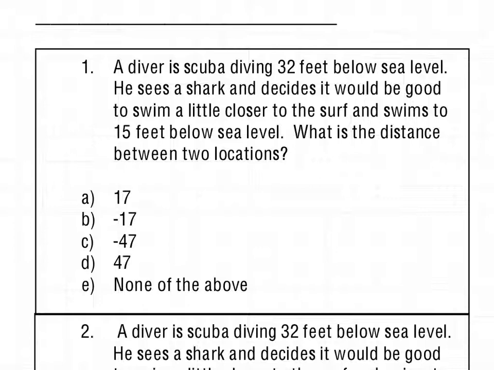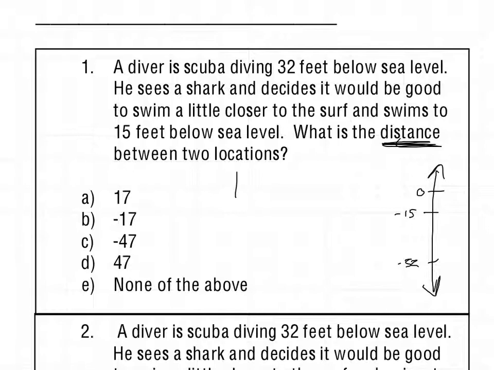So the key here is recognizing the word distance, which means that it doesn't really matter which direction he's swimming. So we see that he's moving from 0 here, he's moving from negative 32 feet below sea level to negative 15 feet below sea level. So we should be able to recognize the distance there is 17 if we just look at the number line.